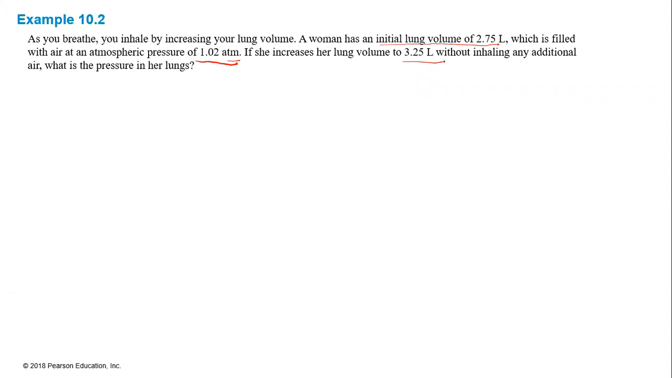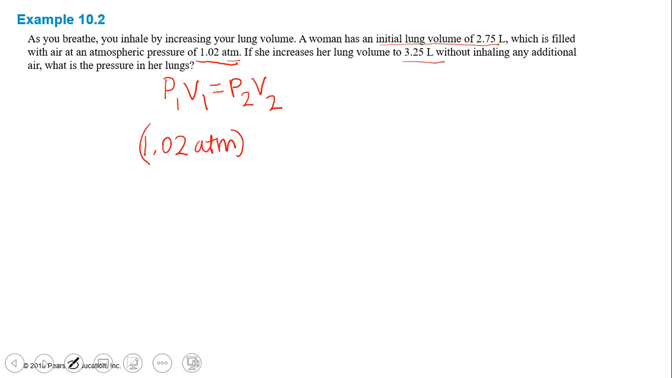So we go to our formulas. Pressure and volume is going to be Boyle's law: P1 V1 equals P2 V2. So let's plug in. P1 would be 1.02 atmospheres. V1 is 2.75 liters equals, we're looking for P2, and we're told that V2 is 3.25 liters.